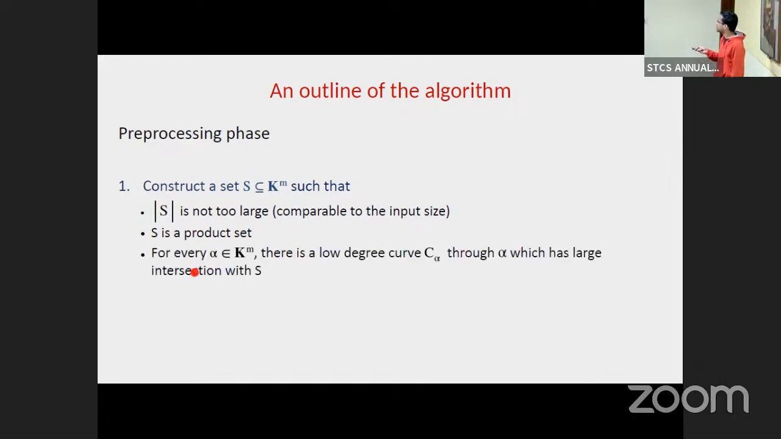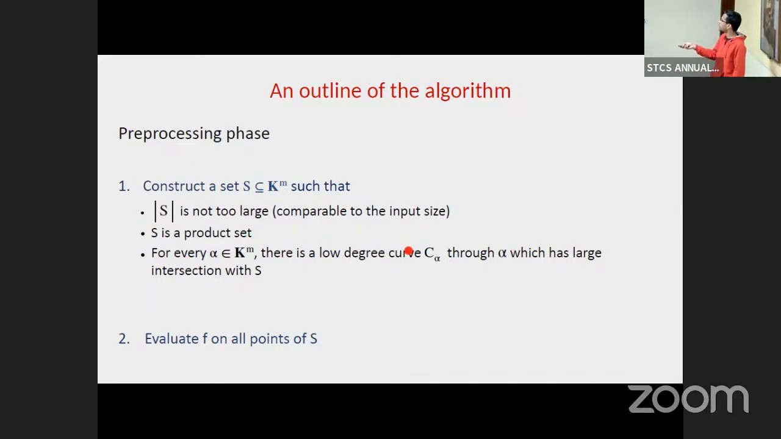And then it has this third geometric property. When you read this, replace this low degree curve by a line. So for every alpha in K to the N, there is a line through alpha that intersects this set S at a large number of points. Okay, I have a picture later on that I'll show you. But this is what we do. We construct this set S. It's a small set that's a product set and has this weird geometric property: when you take any alpha in K to the N and draw a low degree curve, in the extremal case a line, this line is going to intersect the set S in a large number of points.